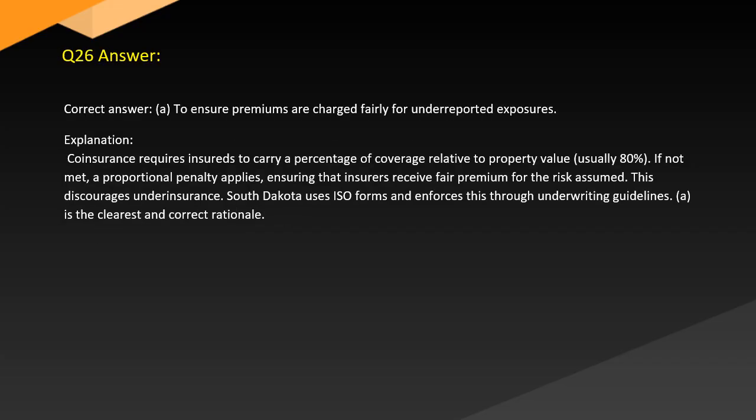Answer. Correct answer: A. To ensure premiums are charged fairly for underreported exposures. Explanation: coinsurance requires insureds to carry a percentage of coverage relative to property value, usually 80%. If not met, a proportional penalty applies, ensuring that insurers receive fair premium for the risk assumed. This discourages underinsurance. South Dakota uses ISO forms and enforces this through underwriting guidelines. A is the clearest and correct rationale.